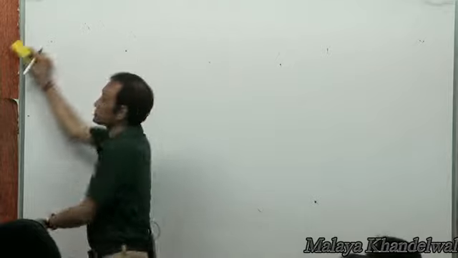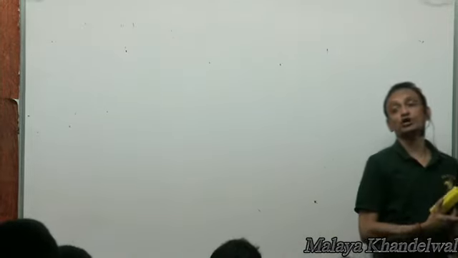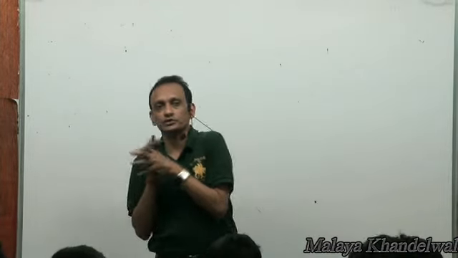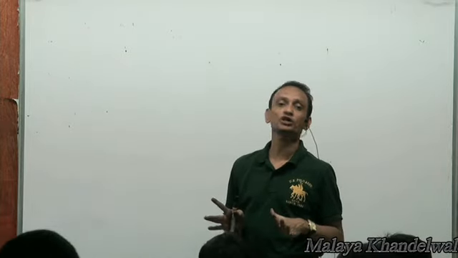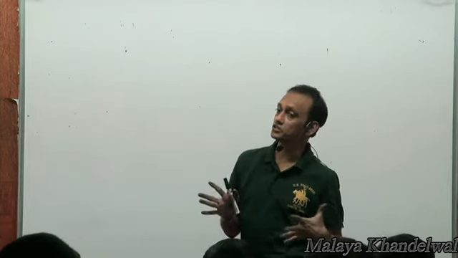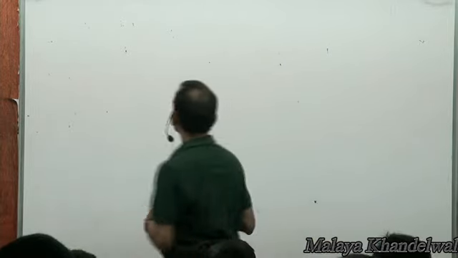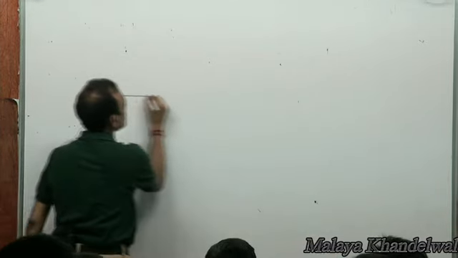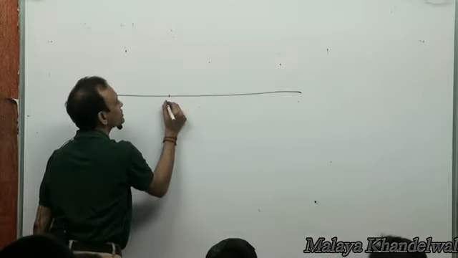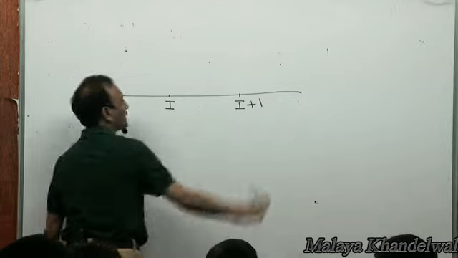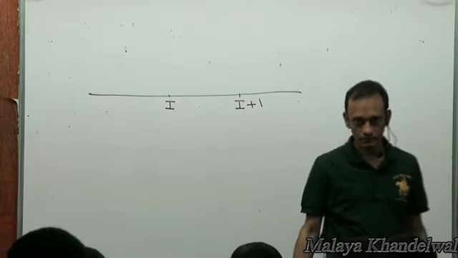Now there is another operation which will produce integer outputs. All real numbers can be broadly classified as integers and non-integers. Yes or no? All real numbers could be classified as either integers or not integers, right? That's one way of looking at it. So let's say I and I plus 1 are two consecutive integers.